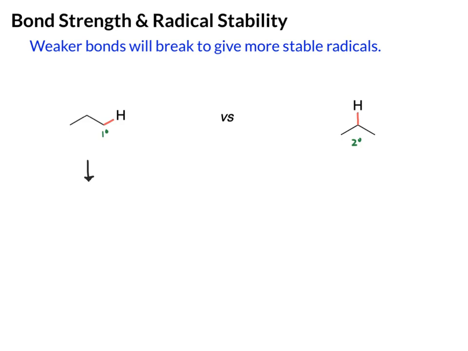If we break this primary CH bond, we get this radical and the hydrogen atom. If we break the secondary CH bond, we get this radical and the hydrogen atom. The radical on the right is secondary, the radical on the left is primary. We know that the secondary radical is more stable. Since this CH bond yields something more stable, it's easier to break. If it's easier to break, it's weaker.